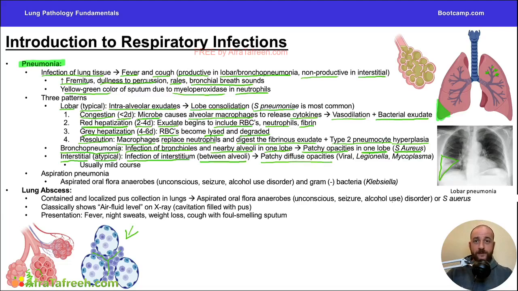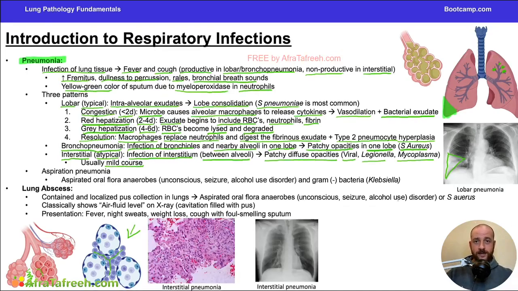And furthermore, the classic lobar pneumonia usually is caused by bacteria such as strep pneumo, whereas interstitial pneumonia usually has a viral cause, or it's caused by atypical bacteria such as Legionella and Mycoplasma. And interstitial pneumonia usually isn't as severe as the other pneumonias, and so it usually has a more mild course compared to the other pneumonias.